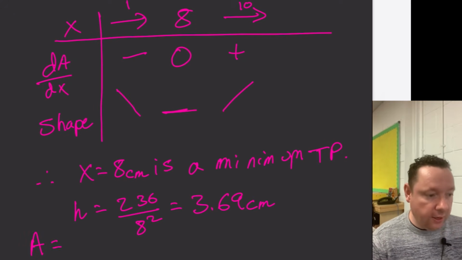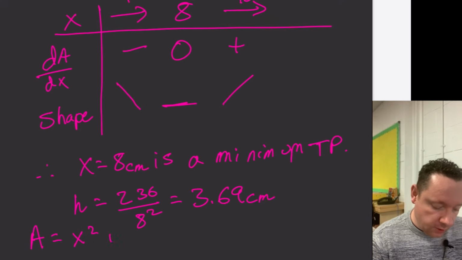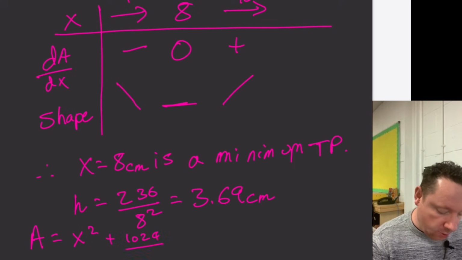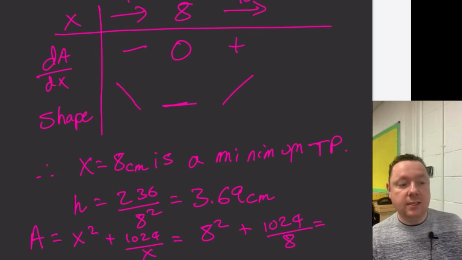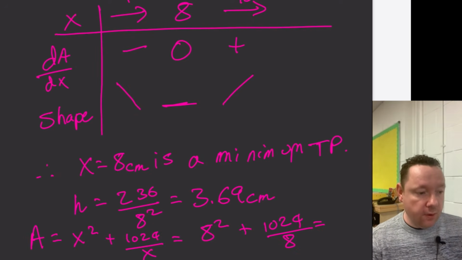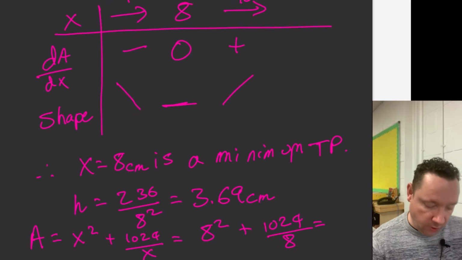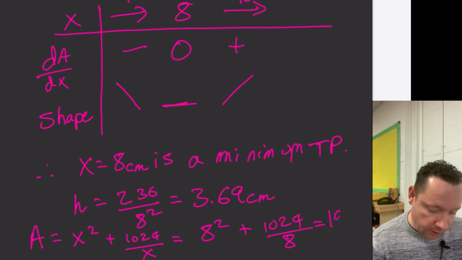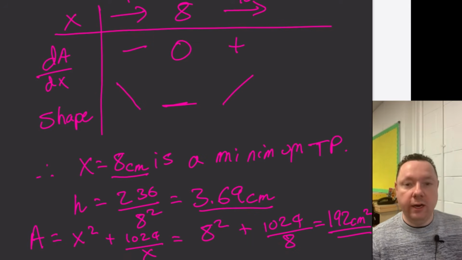Now we need to work out the area, but we had a formula for that. We were given it initially. It was x squared, remember, plus 1024 over x. So substituting 8 in, we get 8 squared plus 1024 over 8. That is 64 plus 1024 divided by 8 gives you, using a calculator again, 192. So our area is 192 centimetres squared. And we've answered the question. We've got the dimensions of the box, length and height, and we've got our area.